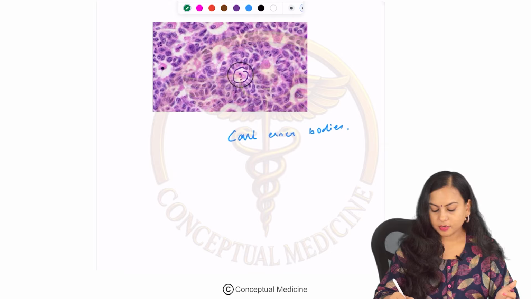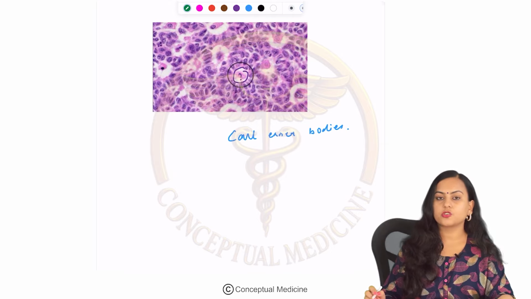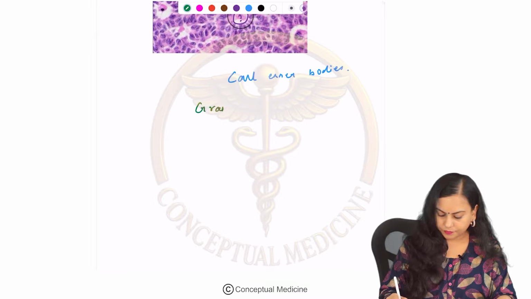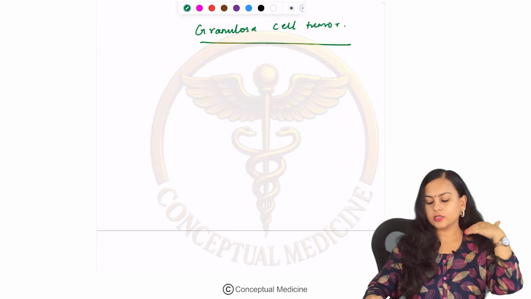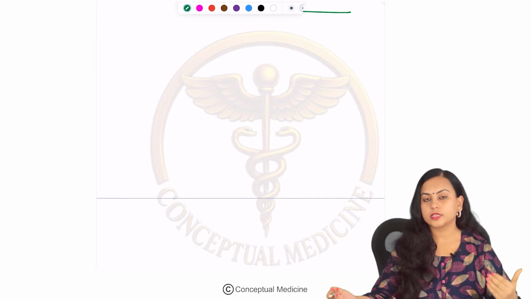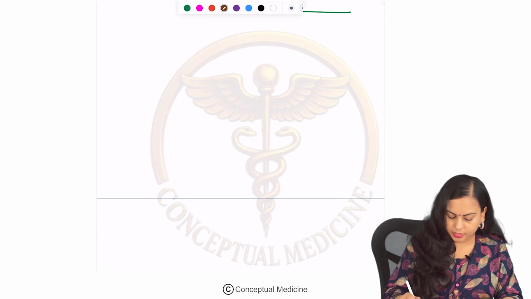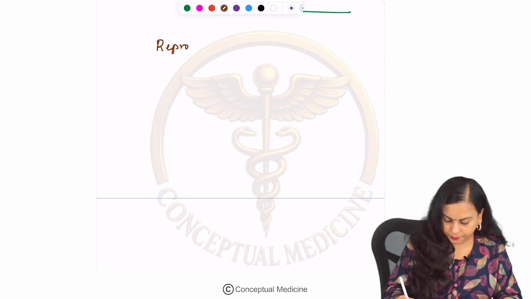Call-Exner bodies are pathognomonic of which tumor? Yes, it is going to be the granulosa cell tumor, right? Granulosa cell tumors include both your thecoma as well as your fibromas, and these are most frequent in the reproductive age group.